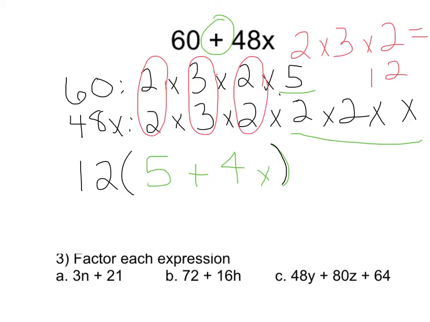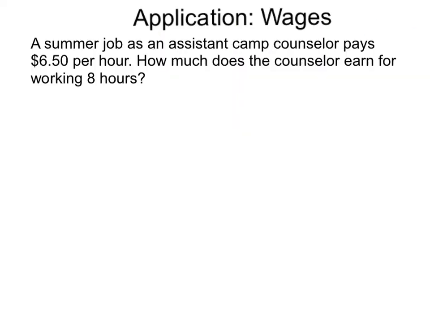Now, pause the video and try these three in your notebook. Now let's look at a word problem. A summer job as an assistant camp counselor pays $6.50 per hour. How much does the counselor earn for working 8 hours? Now, this is something we should be able to figure out for mental math, but I'm going to go ahead and sketch it out for you so you can see the process that really makes this easy and makes it something you can do in your head.